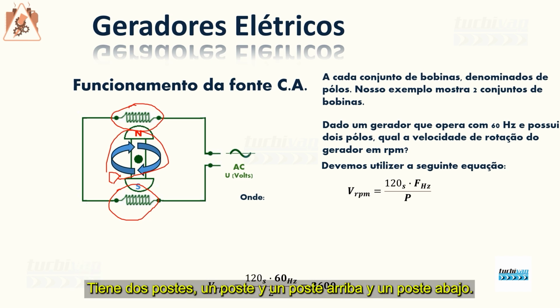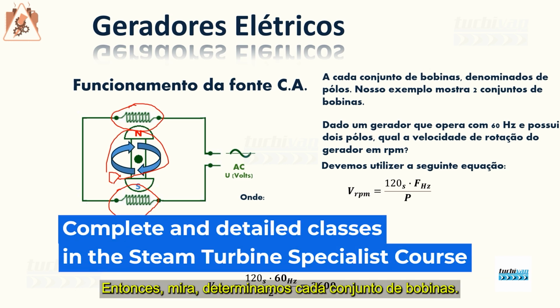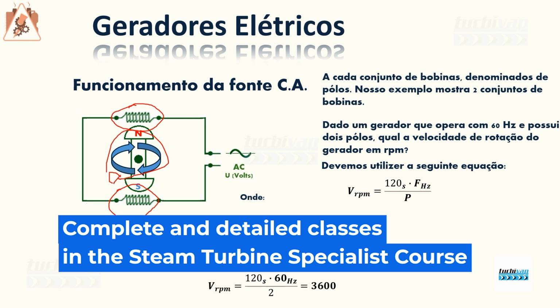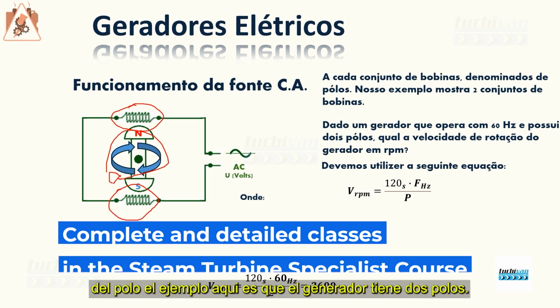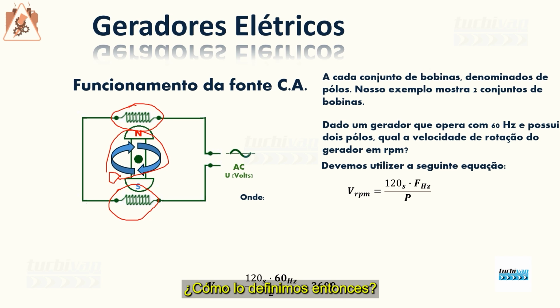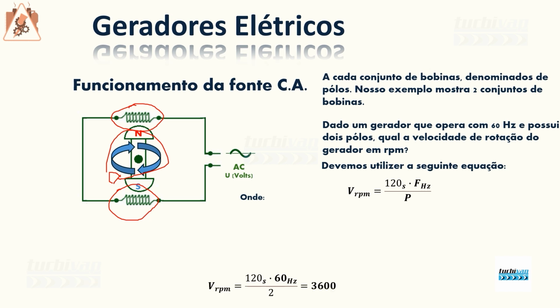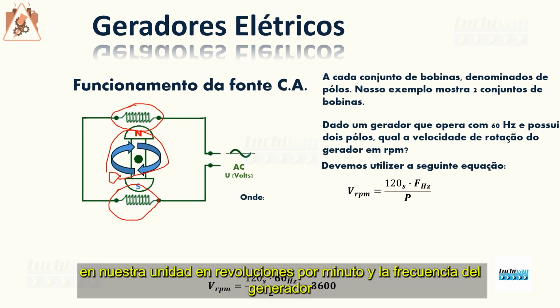So, look, we determine each set of coils, which people call a pole. The example here is that the generator has two poles. How do we define it then? The relationship between the rotation, which is given in revolutions per minute, and the generator frequency. It doesn't hurt to remember again what the composition is like.